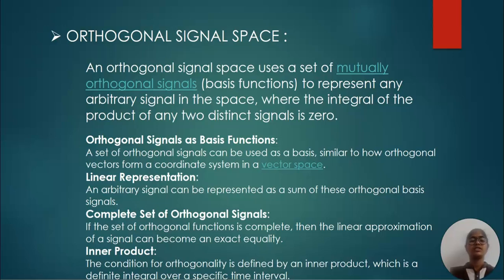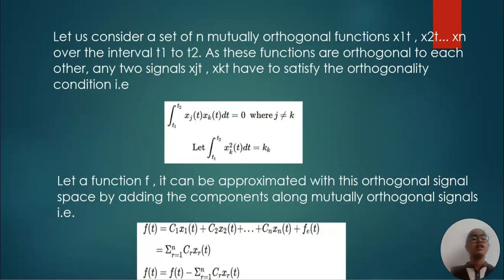Inner product. The condition for orthogonality is defined by an inner product, which is a definite integral over a specific time interval. Let us consider a set of n mutually orthogonal functions x1(t), x2(t) and so on up to xn(t) over the interval t1 to t2. As the functions are orthogonal to each other, any two signals xj(t), xk(t) have to satisfy the orthogonality condition. That is, the integral from t1 to t2 of xj(t) xk(t) dt equals 0, where j is not equal to k.